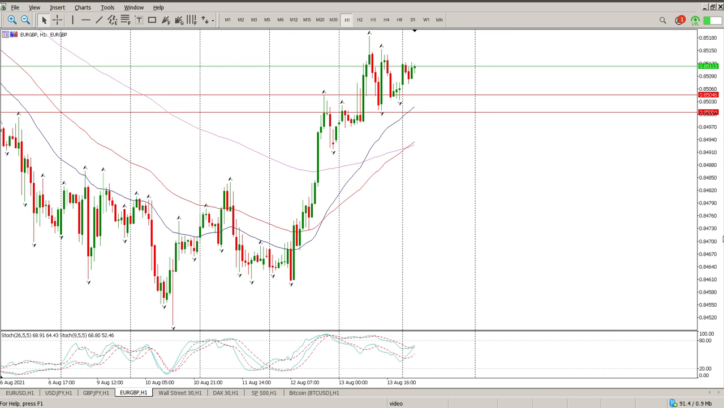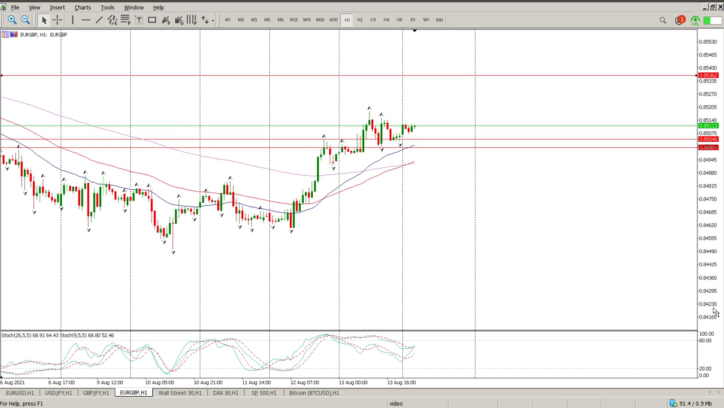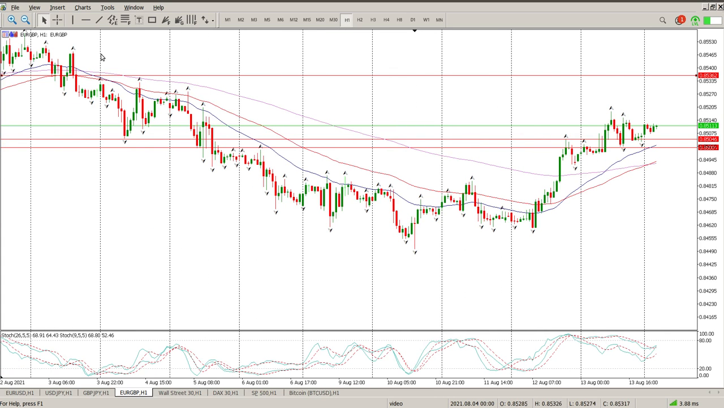So you can see what I mean by the triangle. I don't think I need to draw that in. You can see it quite clearly. There's the bottom of the triangle, there's the top of the triangle, and we've now broken through it. So you should be looking for some form of a level to the upside. There's a bit of a gap here, so it wouldn't surprise me to see us retest that.